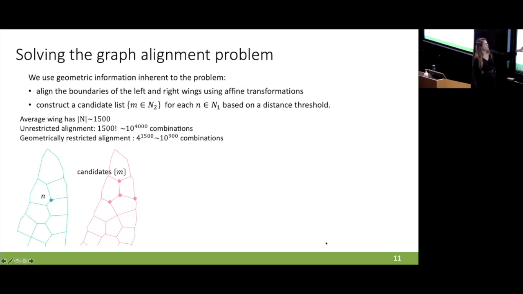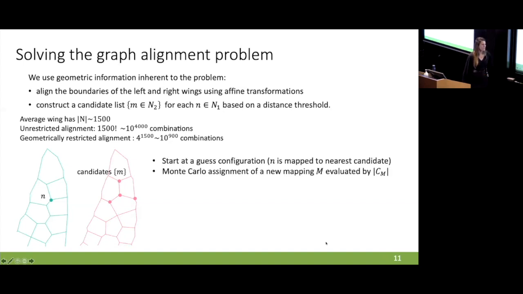But once you have this candidate list and do this geometric restriction, you still have a lot of combinations to check, but it's become a little more tractable. So the way I do this is I start at a guess configuration and then do a Monte Carlo assignment and switch between different but related mappings. And the way I pick whether to stick to my mapping or to go to a new mapping is evaluated by the set CM.